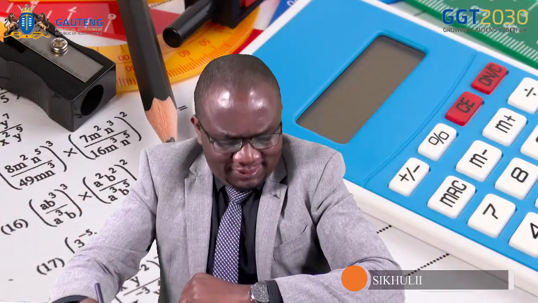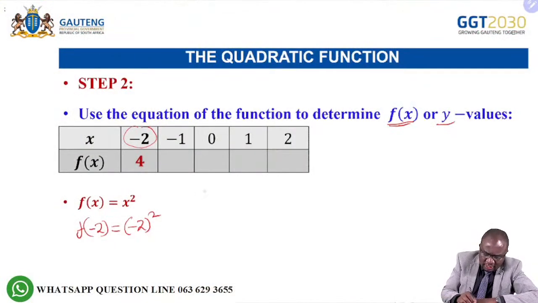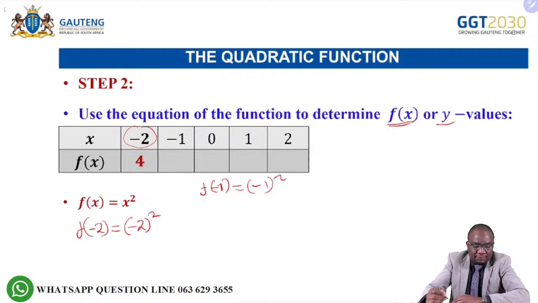Welcome back, grade 10s. Did you manage to get the answers? Let's mark our work. Now, f of -1. What is f of -1? Where there's x, we put -1. It is going to be -1 squared, which is equal to 1.